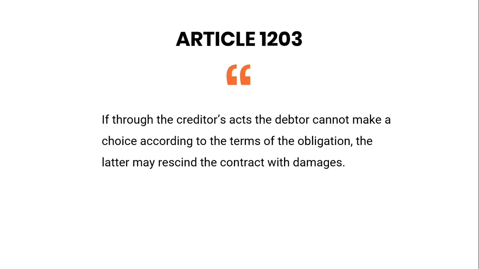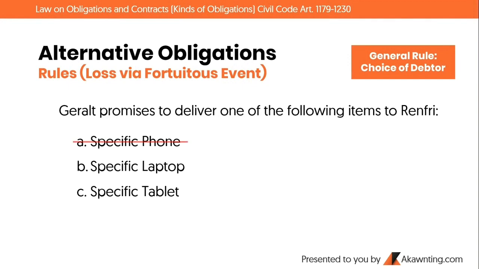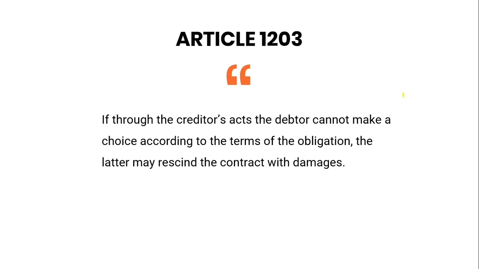Article 1203. If through the creditor's acts, the debtor cannot make a choice according to the terms of the obligation, the latter may rescind the contract with damages. So, meron ba tayo example dito? Ito yung example natin. Focus tayo dito sa 1203. If through the creditor's act, okay, so fault ng creditor kung bakit nawala yung mga prestation. So assuming nawala lahat, ibig sabihin, the debtor cannot make a choice kasi nawala lahat, according to the terms of the obligation, the latter may rescind the contract with damages.